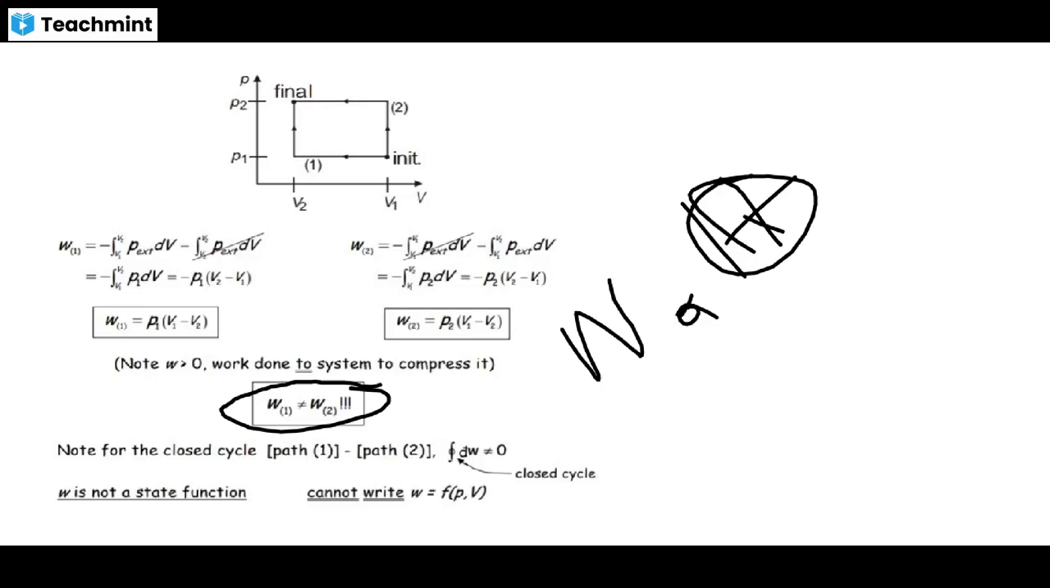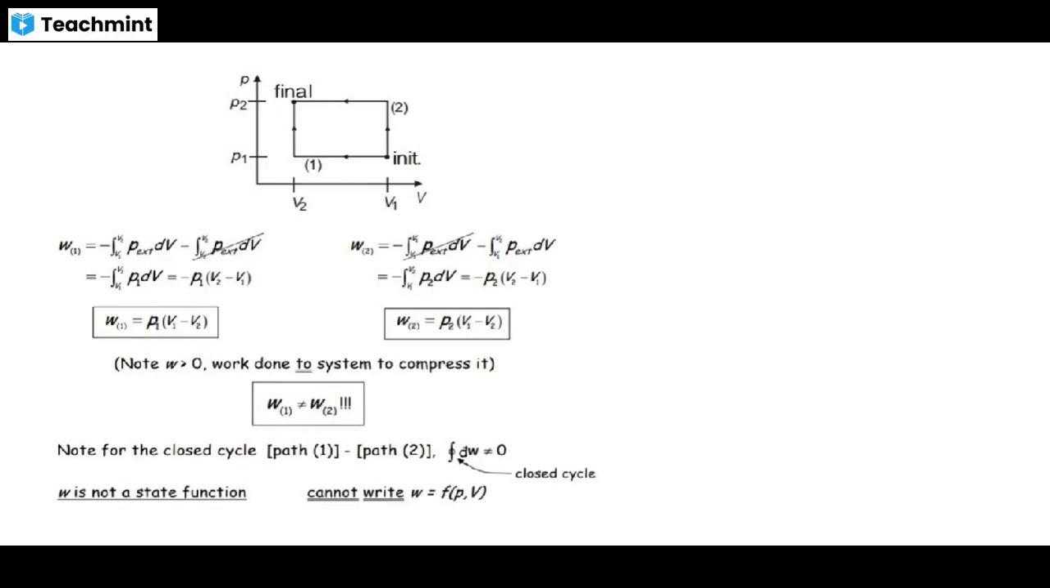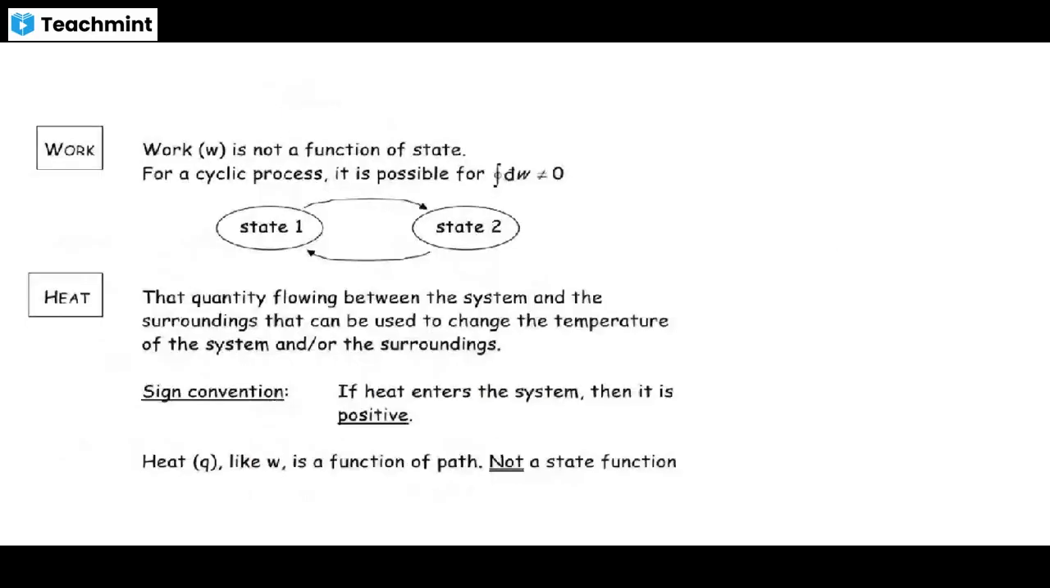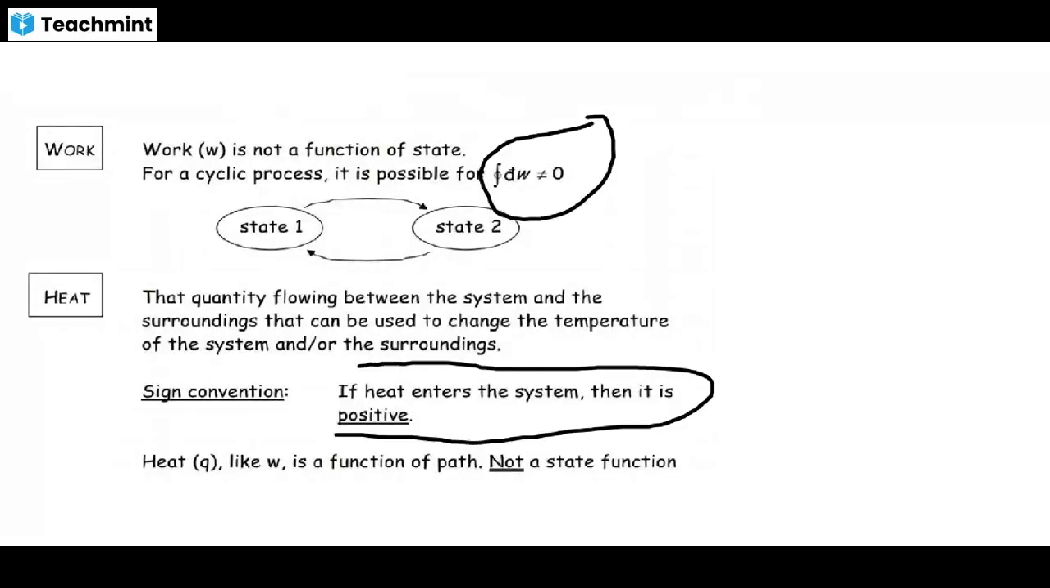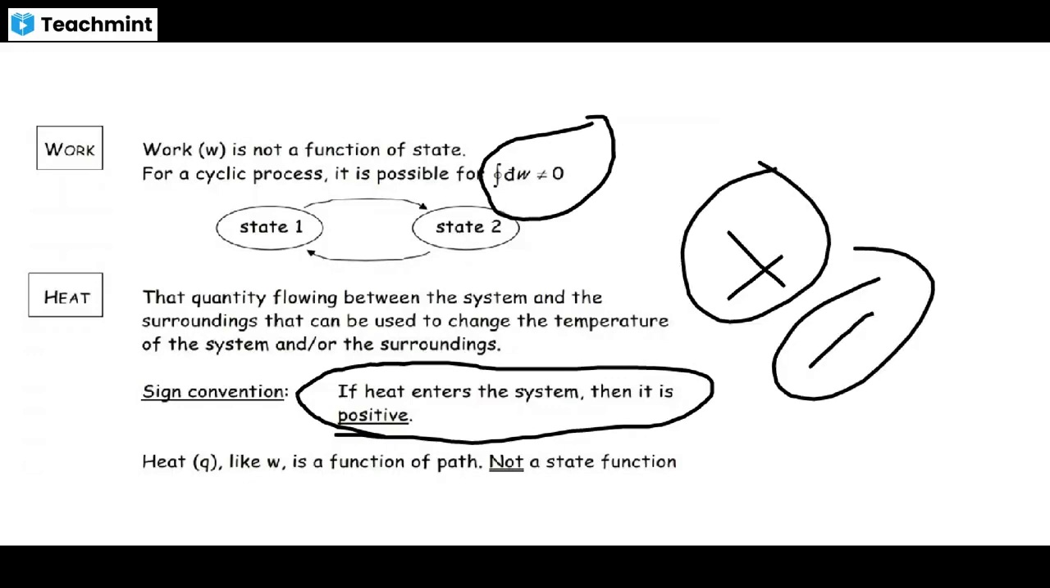This is very important. Why work is not a state function, and why heat is not a state function. For a cyclic path it is not equal to 0. Heat is also the same. Heat is also for conversion purposes. When heat enters the system, it is positive. When heat leaves the system, you put the sign negative. The sign is very important for each calculation.